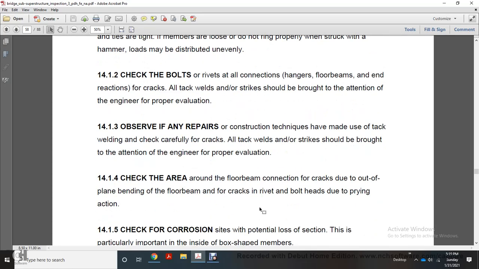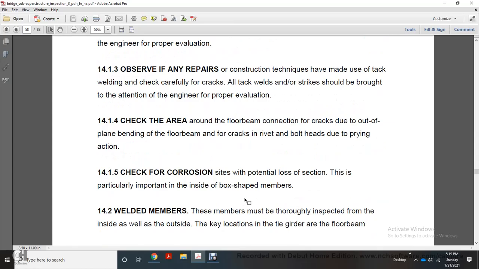Check the area around the floor beam connection for cracks due to out-of-plane bending of the floor beam, with cracks and riveted bolt heads due to prying action. Check for corrosion potential of the section, which is particularly important inside box-shaped members.